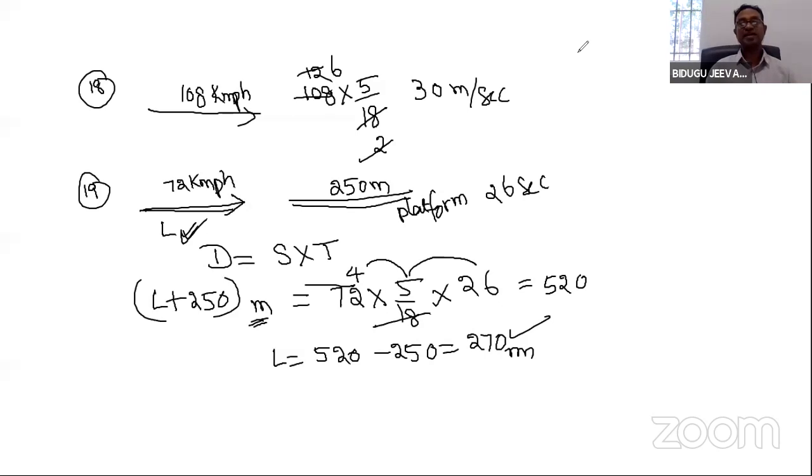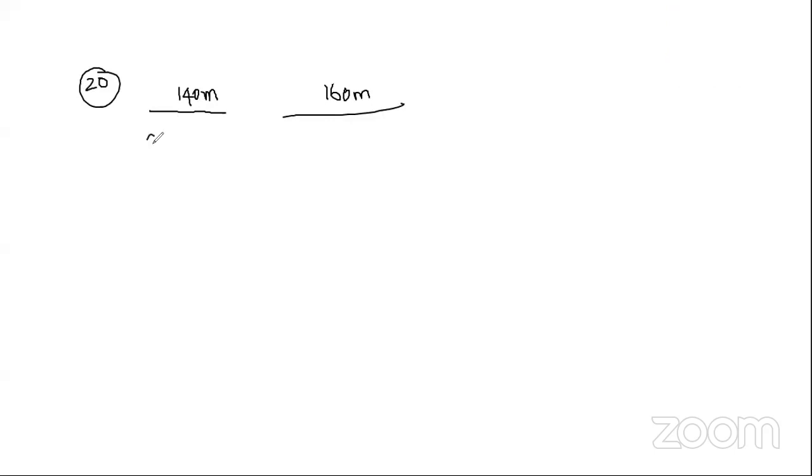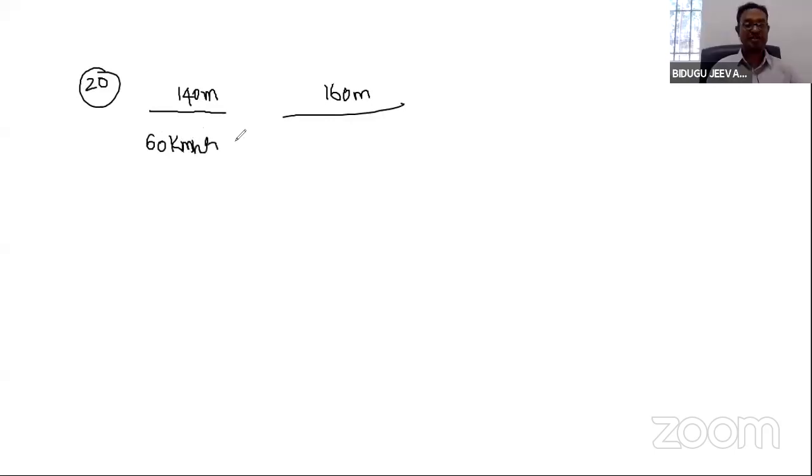Question number 20. Last question. Two trains, 140 and 160 meters long, run at speeds of 60 kilometers per hour and 40 kilometers per hour respectively. We do not know whether the two trains are traveling in the opposite direction or the same direction. Complete information is given: train length, train speed, train length, and train speed. Now, in opposite direction on parallel tracks. Now I'll write like this: the time in which they cross each other.